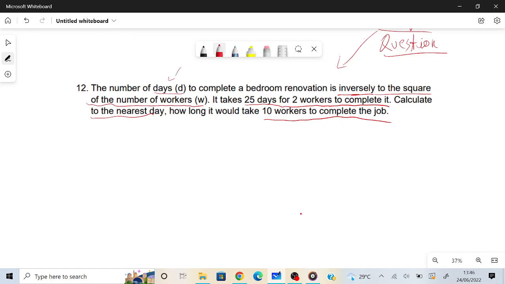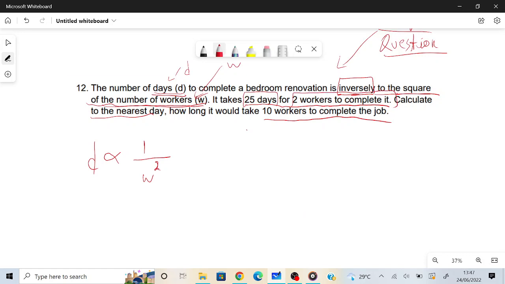We know that we're meant to represent days with D and workers with W. And it said that the number of days, which is D, to complete a bedroom renovation is inversely proportional to the square of the number of workers. So I can see that we have D is inversely proportional to the square of W. Why is it like this? Because it said inversely, and that is why this is squared over here and not square root. Now, it says it takes 25 days for 2 workers to complete it.